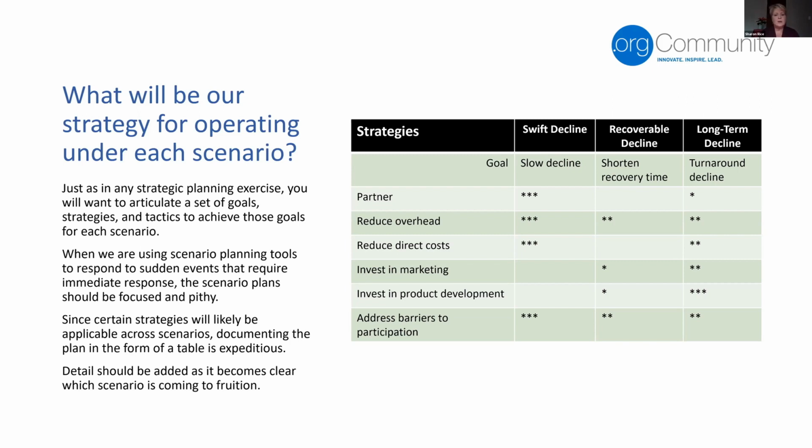But we don't want to lose capacity to market. And so marketing becomes increasingly important as we time out this crisis. So we want to be able to continue to build our marketing capacity. And now I'm looking at it, I probably would have put two asterisks under recoverable decline and maybe three under long term, because marketing becomes critically important.